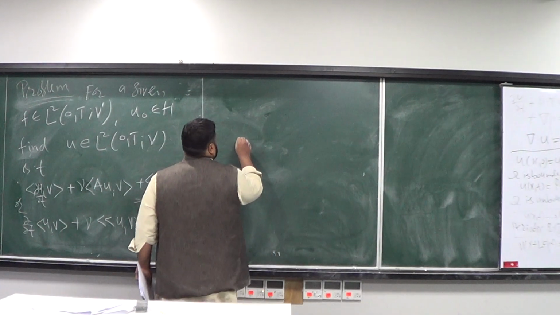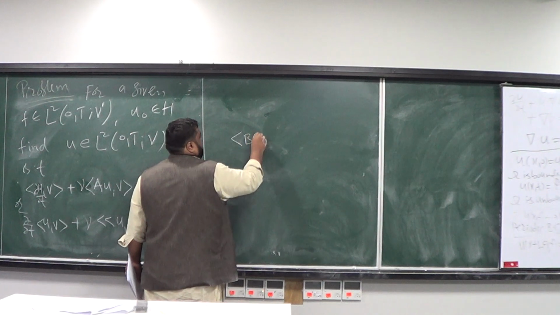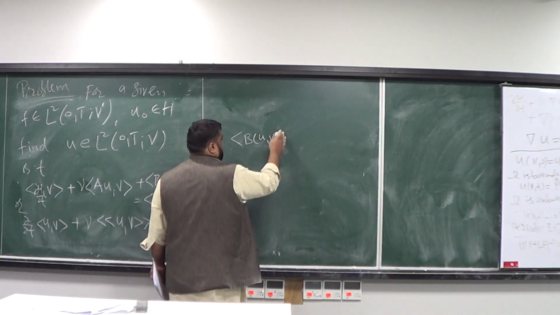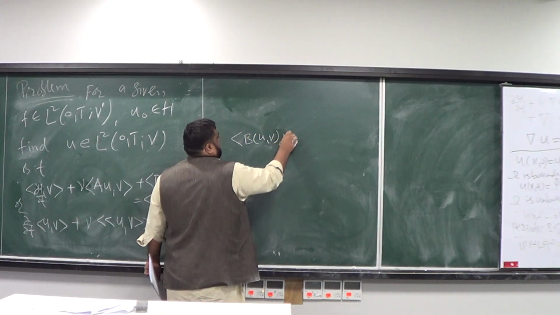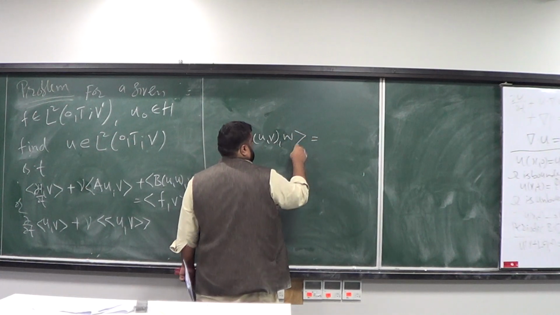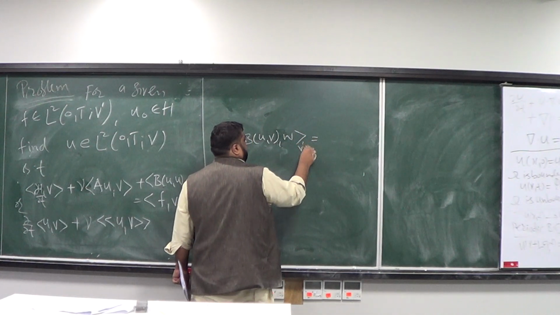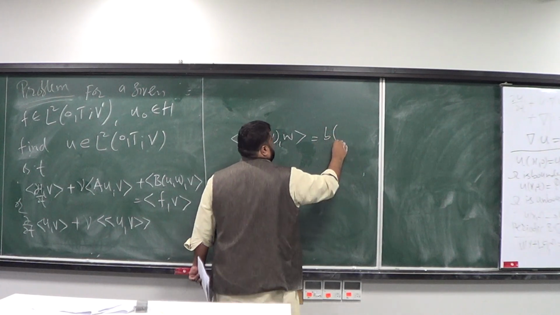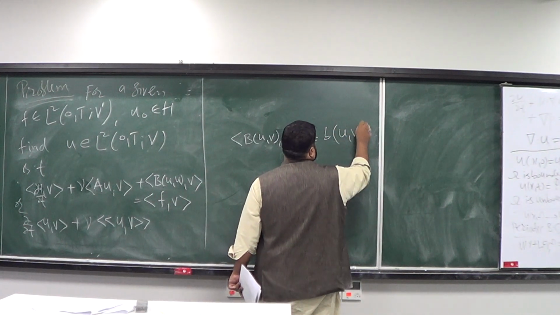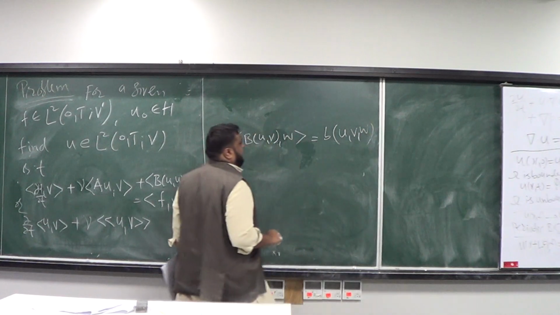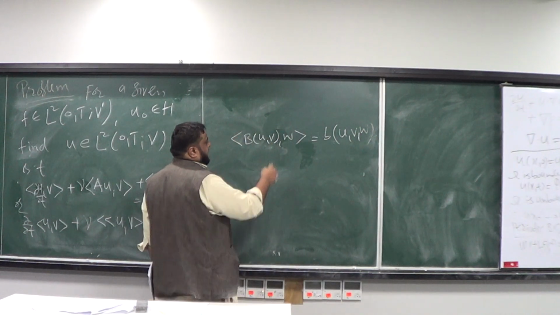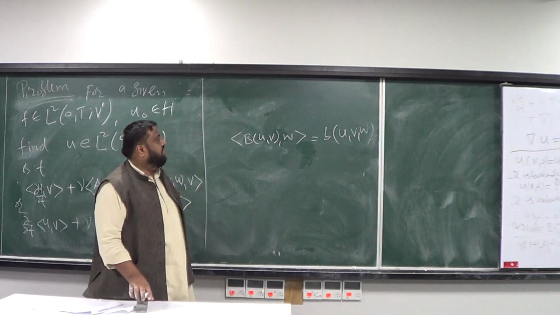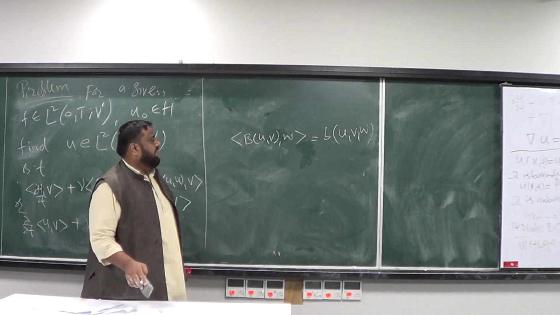Okay, if you remember, we defined capital B(u, v, w) like this. If I have a trilinear form b(u, v, w) and this is the duality pairing between V prime and V, then we call this B(u, v, w). This is how we define capital B(u, v).